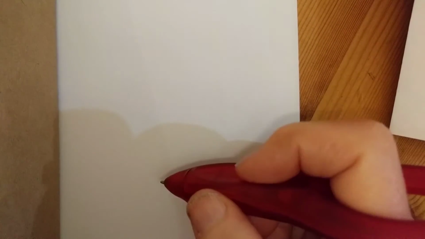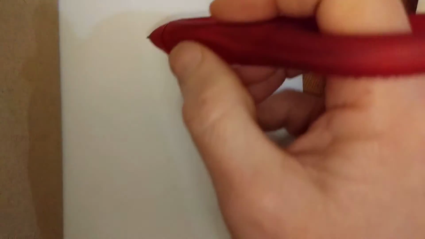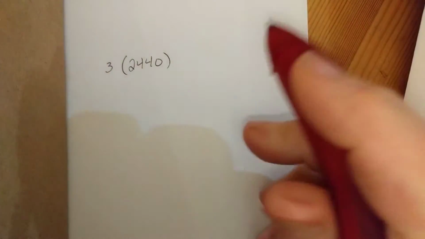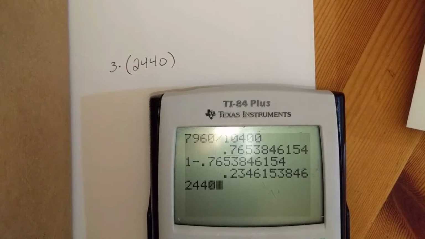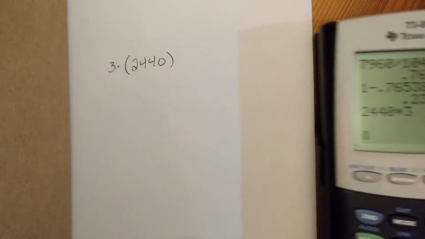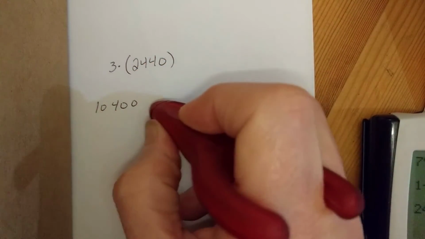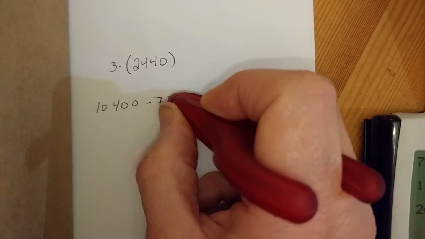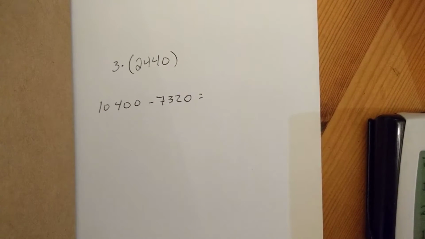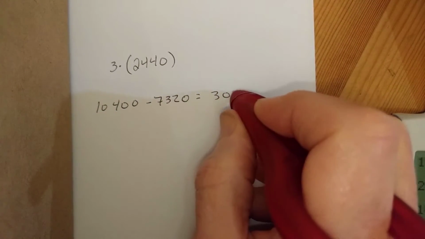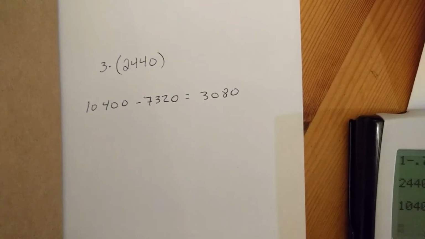So linear decay, I have a decay rate of 2,440 per decade. I have 3 decades. So I have to multiply by 3. 2,440 times 3. So after 3 decades, I'm going to have 7,320 tigers less than I started with. And I started with 10,400. So that gives me 3,080 tigers after 3 decades.